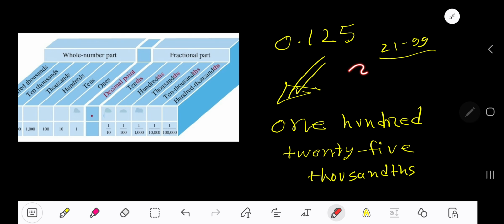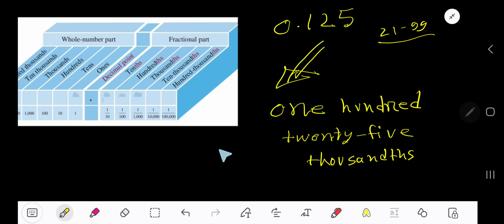Okay. Then the last digit, from left to right. The last digit is 5. 5 is in which column? This is the tenths column. This is the hundredths column. This is the thousandths column. At last you have to write thousandths. So this is called 125 thousandths in words.